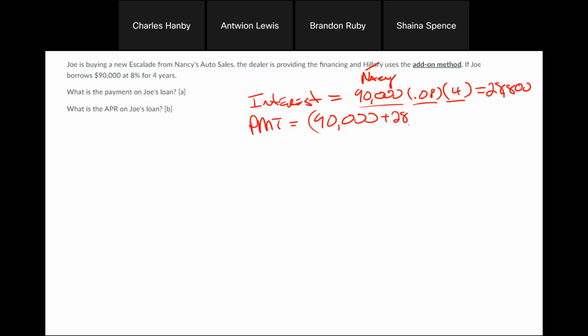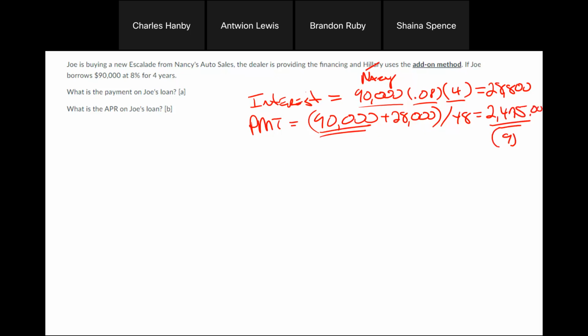So his payment is the principal plus the interest, so 118,800 divided by the number of payments. That would be 4 years monthly, so that's 48. That's $2,475. In this case, he is truly borrowing $90,000. But the way the add-on method works, it's as if he's keeping the 90,000 out for the entire 4 years. He doesn't get any benefit for paying the loan back. So that's the 2,475.